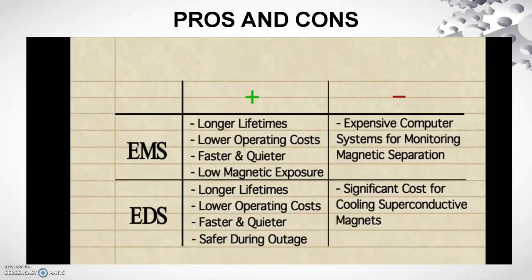Last but not least, these are the pros and cons of EMS and EDS. The pros of EMS are longer lifetimes, lower operating costs, faster and quieter operation, and low magnetic exposure. And the cons are the expensive computer system for monitoring magnetic separation. The pros for EDS are longer lifetimes, lower operating costs, faster and quieter operation, and being safer during outages. And the con is the significant cost of cooling the conductive magnets.